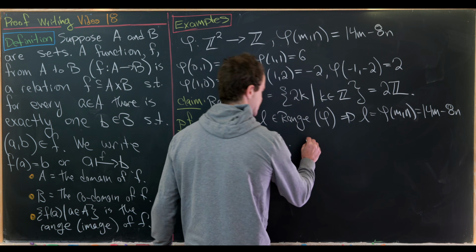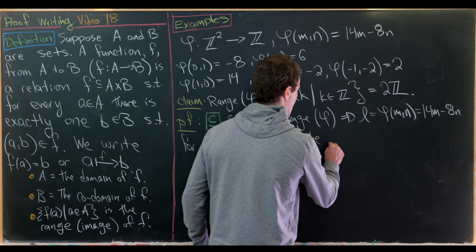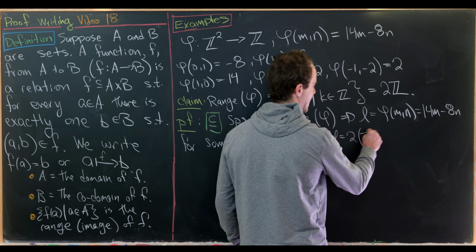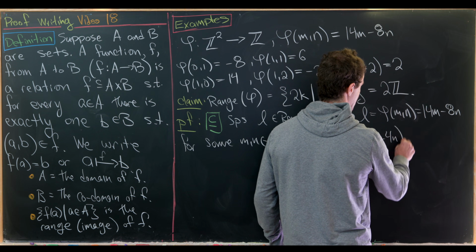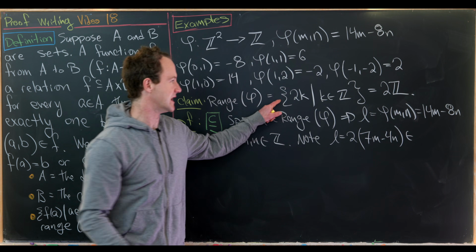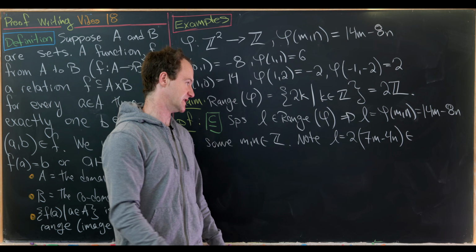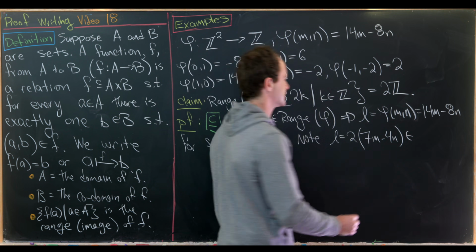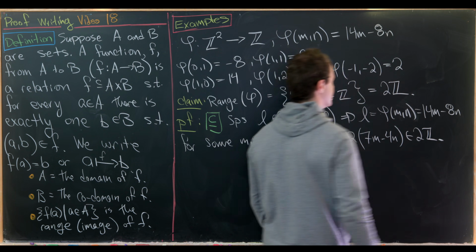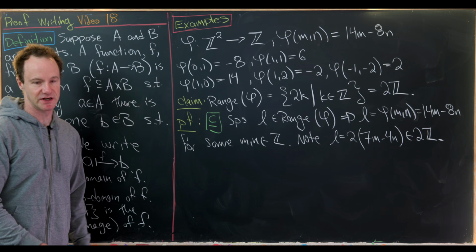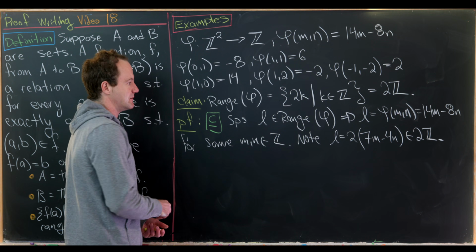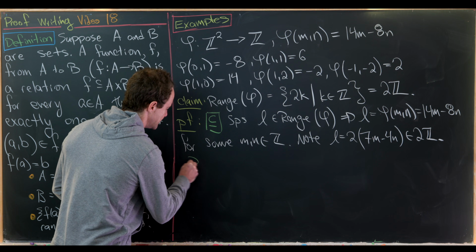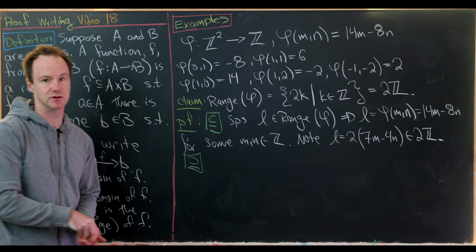But now let's notice this. Note that we have L equals 14m minus 8n, but we can factor a 2 out of that, leaving us with 2 times (7m minus 4n). But that's very clearly in this set of even integers because it's multiplied by 2 and then 7m minus 4n is an integer. So let's just write this is in 2Z, since that's some nice short notation. Okay. So that means we have proven the right inclusion, or the inclusion in that direction. So let's move on to the reverse inclusion.